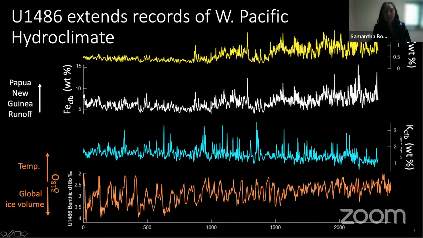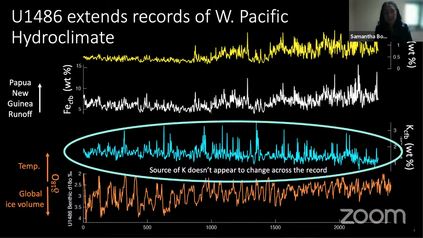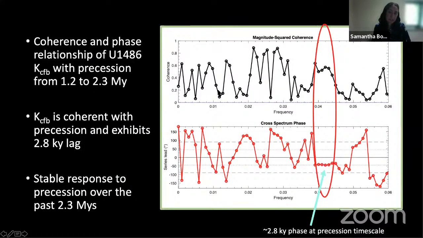But the real advantage of our record relative to what's been done thus far is that it does extend significantly further back in time. And we can look at this, and for now we'll be looking at potassium because there's no significant change in the source region of where potassium is coming from across the full range of our record, unlike what we see in the iron and titanium. And so this is a coherence diagram between precession and potassium over the 1.2 to 2.3 million years, so before the MPT.